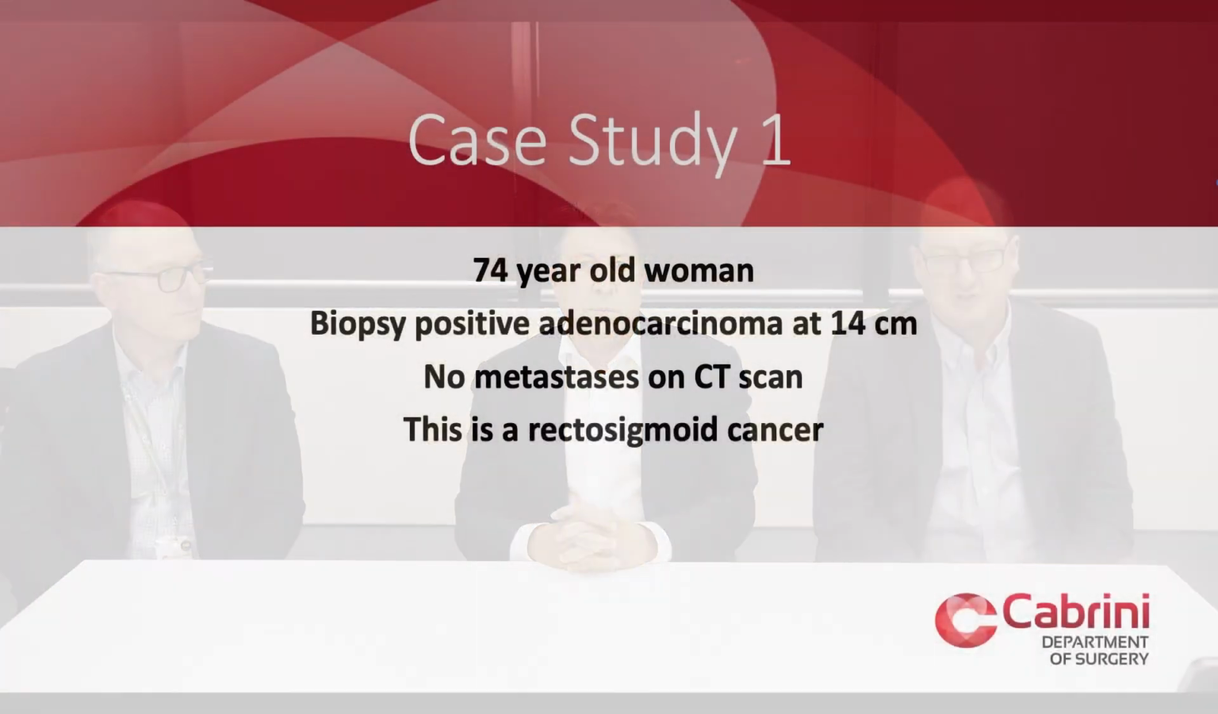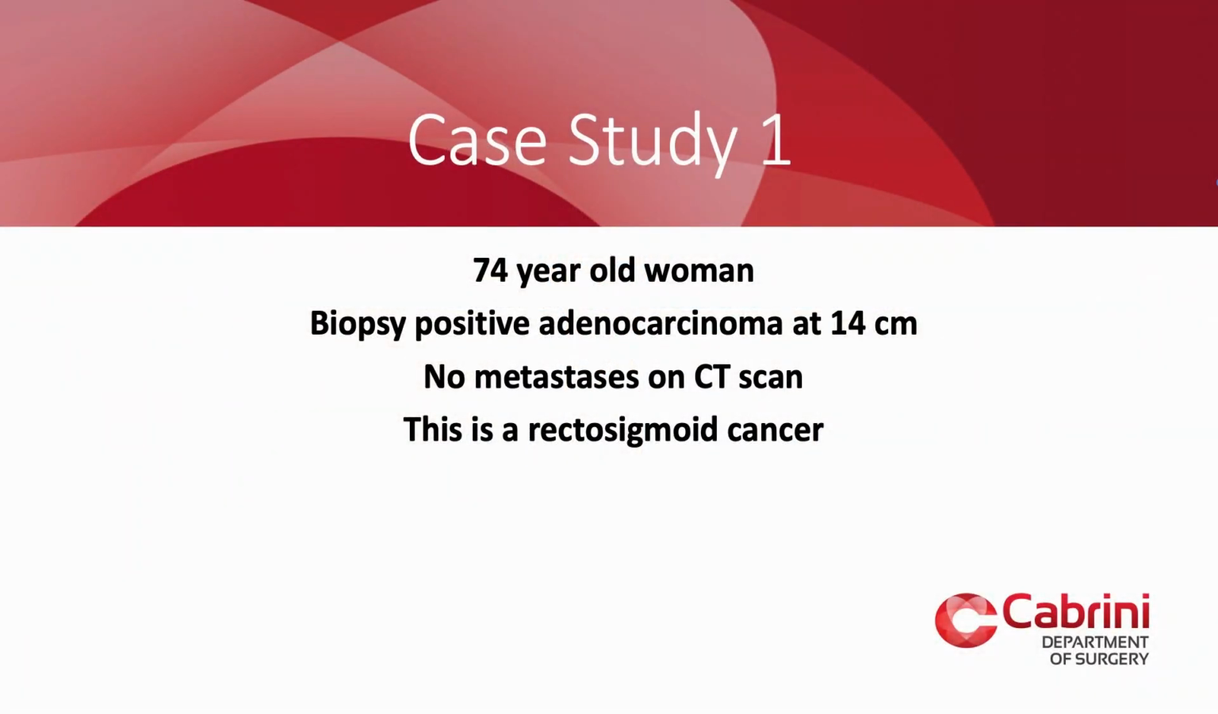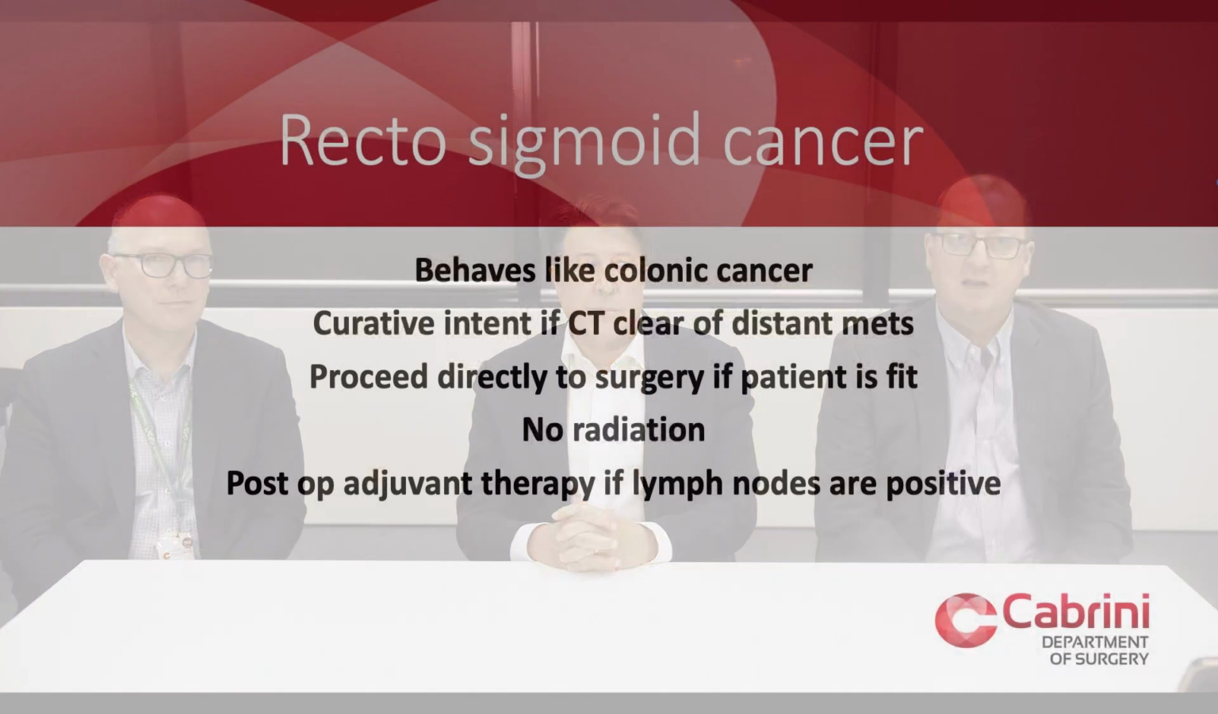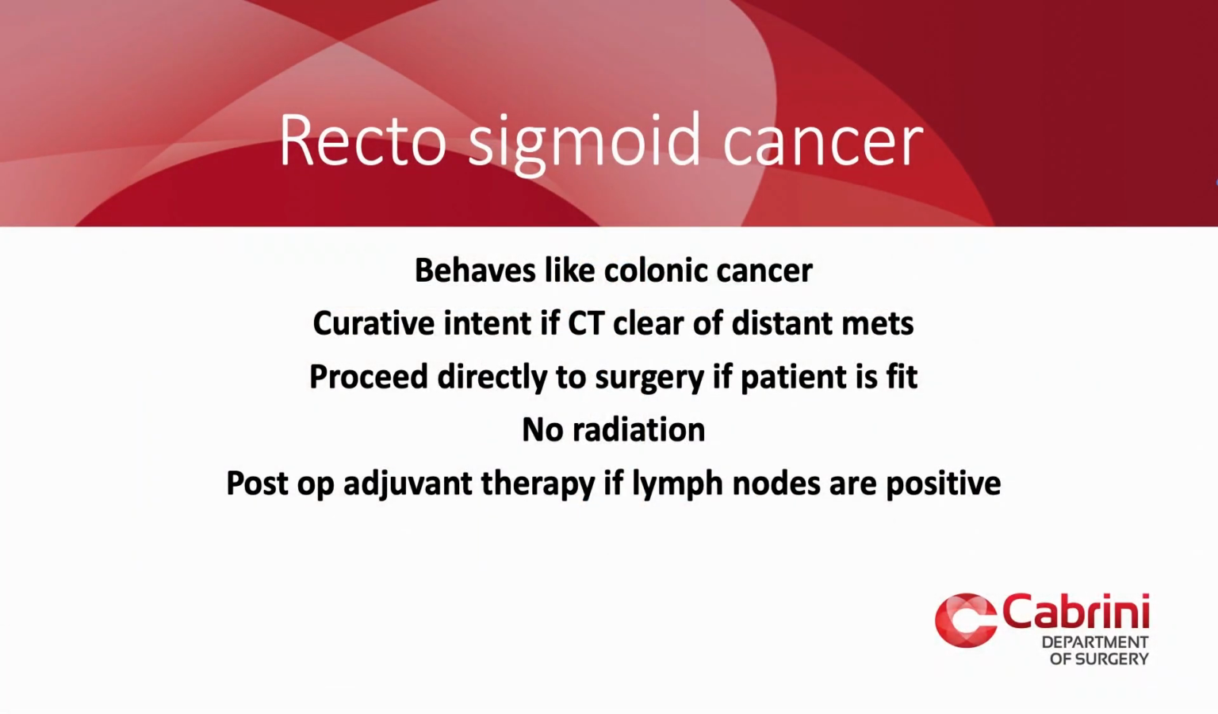Well, at 14 centimetres, this is above the peritoneal reflection almost certainly, and for all intents and purposes, this is a rectosigmoid cancer. So TNM staging preoperatively is not nearly so important here. We treat this as a colonic cancer, and in my hands, unless there was some other aspect of this that we're not aware of, this patient would proceed directly to resection.